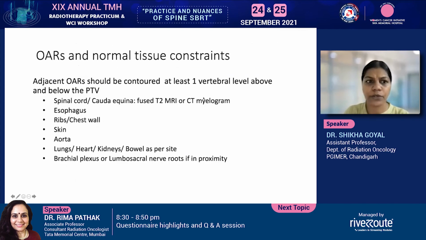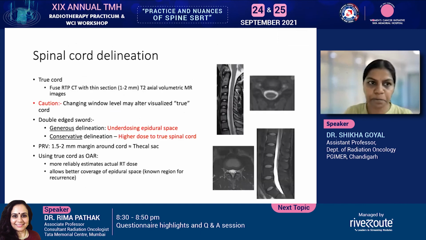Coming to the OARs and normal tissue constraints, these are the OARs that we need to delineate for vertebral SBRT: the spinal cord or cauda equina with the help of our fused CT myelogram or T2 MRI. Depending on the region of the spine, ribs or chest wall, esophagus, aorta, lungs, heart, kidney, bowel, or brachial or lumbosacral plexus may have to be delineated, and skin always needs to be delineated, especially close to the vertebral level.